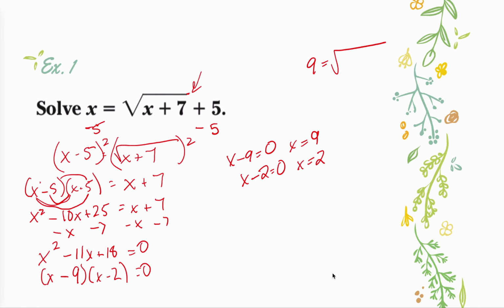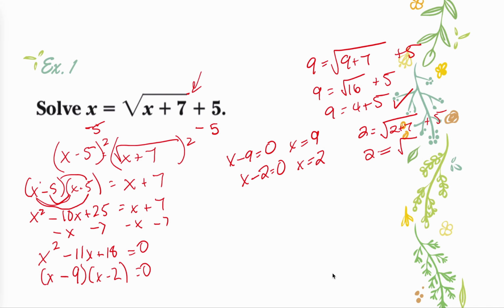9 equals the square root of 9 plus 7 plus 5. That is true. For x equals 2, that is not true. So x equals 2 is an extraneous solution. The only solution that we have is x equals 9. On your test, if you don't eliminate the extraneous solutions, I will mark it wrong.